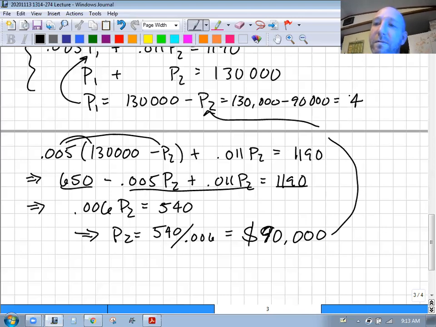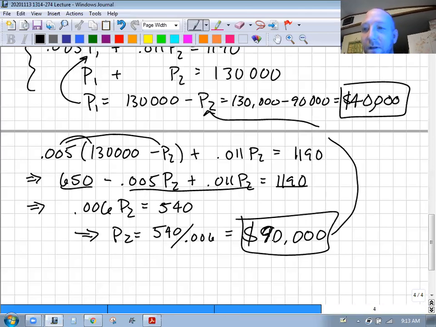And we get $40,000. So those are the two amounts. 90 and 40 add up to be 130. Satisfy that.